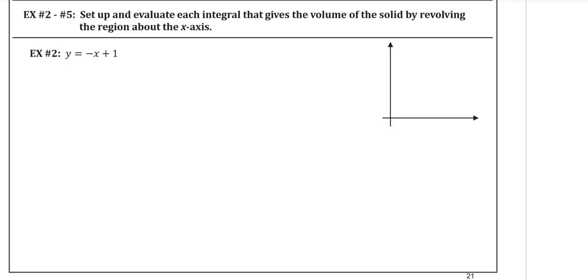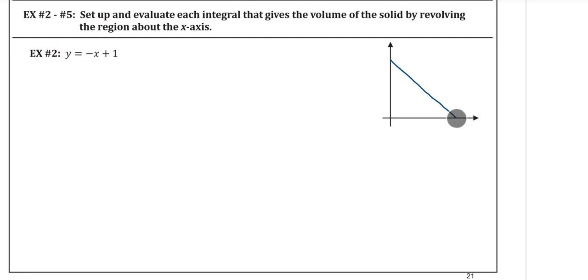Okay, all right, let's do a couple of examples here. Example 2 through 5 says set up and evaluate each integral that gives the volume of the solid by revolving the region about the x-axis. So let's sketch our picture first. We have the line negative x plus 1, so the shape will look like this.